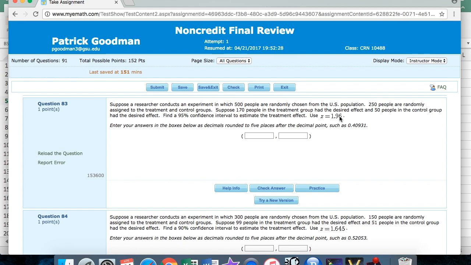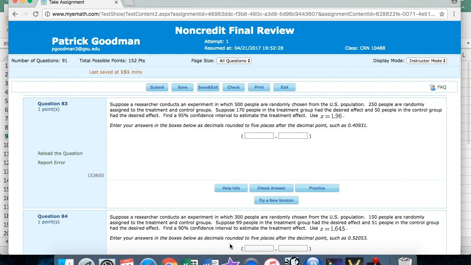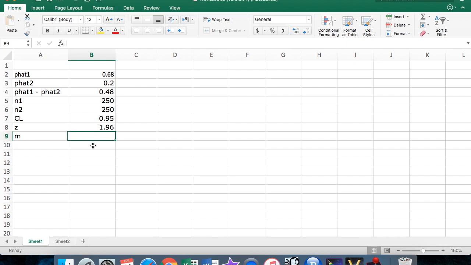So my z, they say use, is 1.96. My confidence level is 0.95, I believe, and 1.96. Okay, so that's everything we need for a 95% confidence interval.